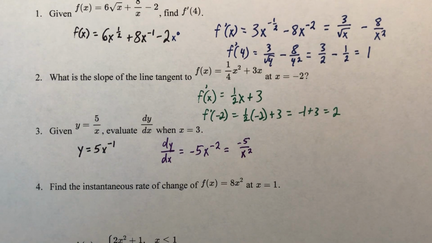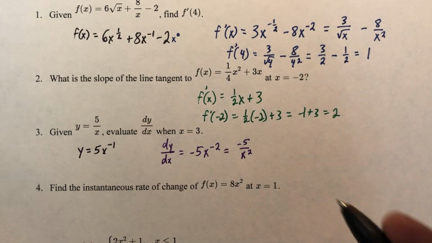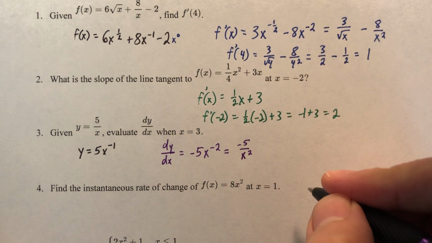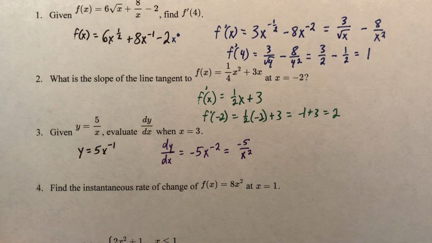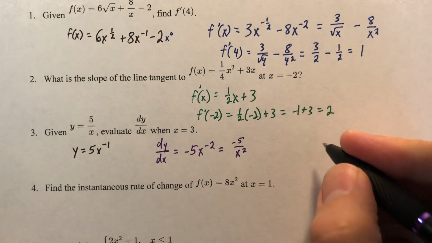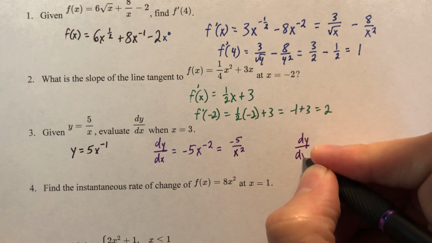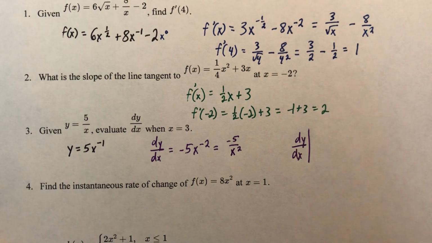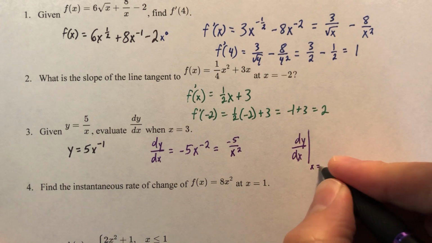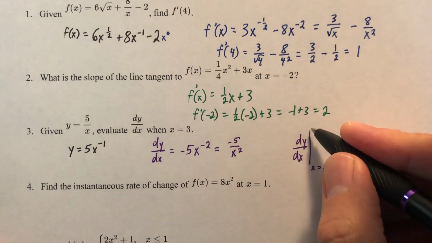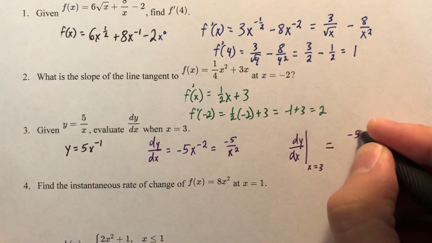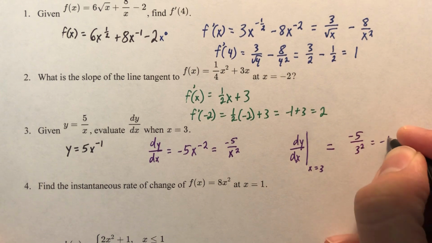And here's a relatively new notation. I don't think you've seen this one before. But if I want to evaluate something at a specific value, I can put a vertical line, and then at the bottom of that vertical line, talk about what I'm going to evaluate. Okay, let me clarify. What I really want to do is evaluate dy dx, dy over dx. It is often called dy dx, even though it's dy over dx. I want to evaluate that at x equals 3. So dy over dx evaluated at x equals 3. And that whole thing would equal negative 5 over 3 squared, which is negative 5 over 9.